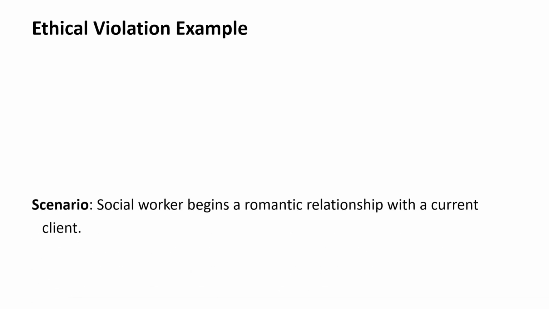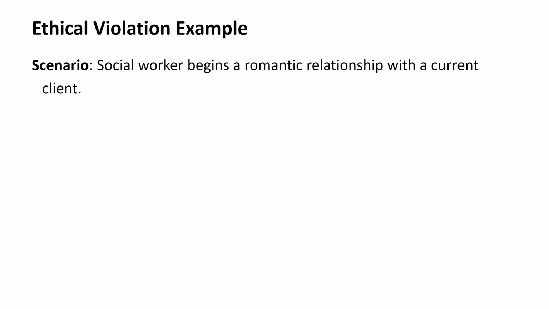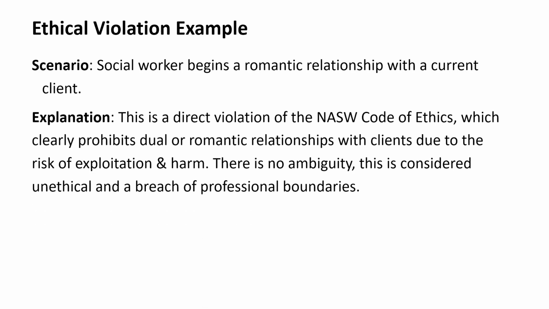So let's look again at an ethical violation example, and this is something that I just mentioned on the previous slide, but the scenario is that a social worker or counselor begins a romantic relationship with a current client. And again, the most common violation that occurs in our practice, but it's important for us to remember that it is a violation. So the explanation, this is a direct violation of the NASW Code of Ethics, which clearly prohibits dual or romantic relationships with clients due to the risk of exploitation and harm. So there's no ambiguity. This is considered unethical and a breach of professional boundaries.